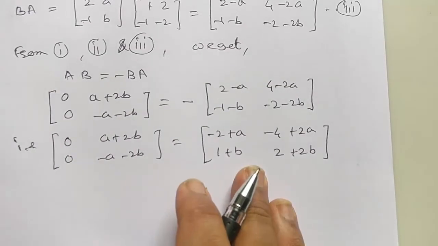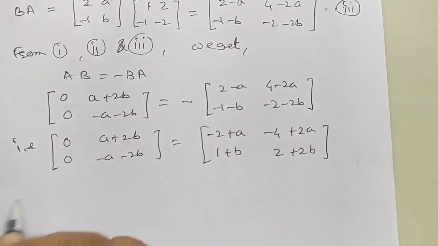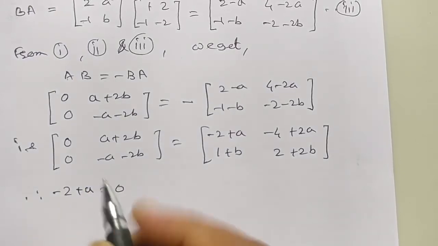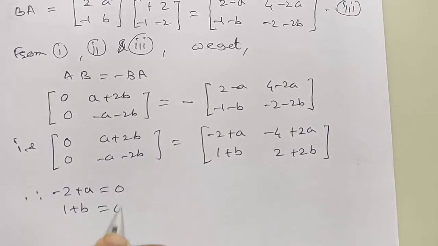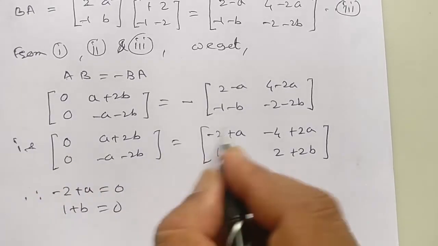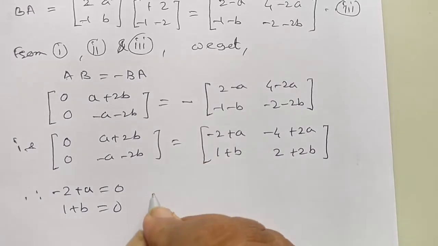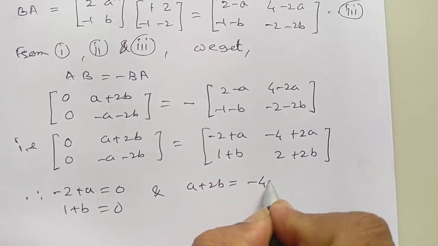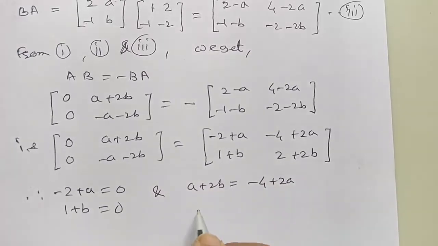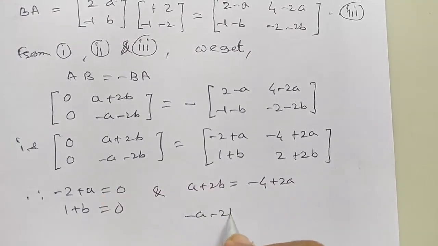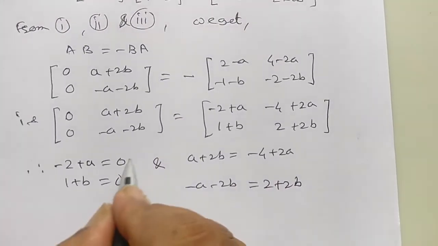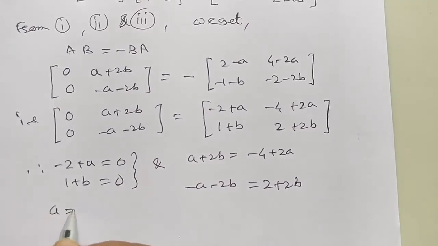Now by equality of two matrices, the corresponding elements are same. Therefore, minus 2 plus A is equal to 0, 1 plus B is equal to 0, comparing first column with first column of the second matrix. And A plus 2B is equal to minus 4 plus twice A, and minus A minus 2B is equal to 2 plus 2B. Now from these equations we get the values of A is equal to 2 and B is equal to minus 1.